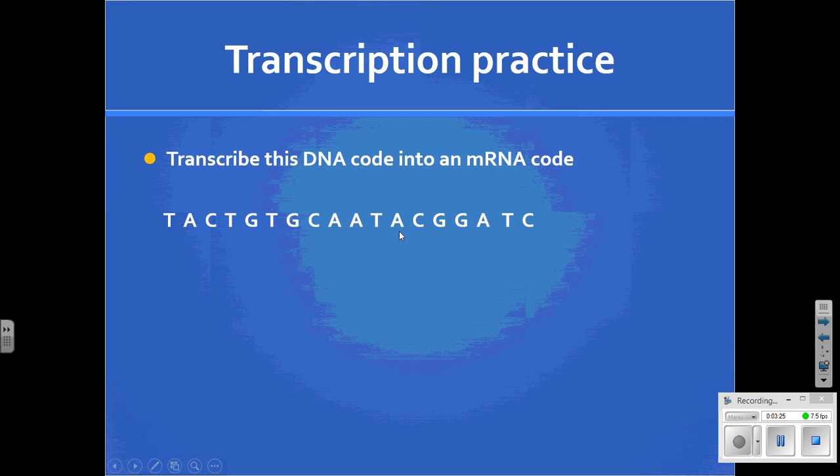So practice transcribing this DNA code into mRNA, keeping in mind that there's no longer T. Anytime you would originally place the T, you have to put a U now. So go ahead, give this a try.